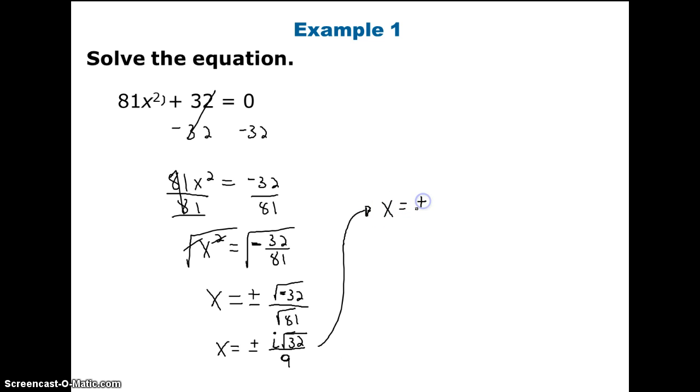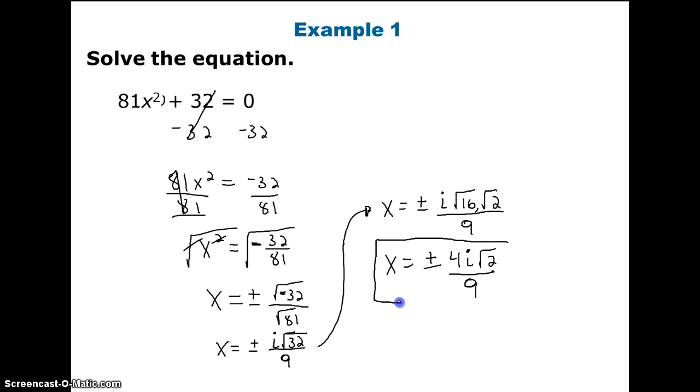So x equals plus or minus i. The two numbers that multiply to 32: 16 times 2. 16 is a perfect square number, over 9. And you just keep going, simplify. The square root of 16 is 4. So we take 4, keep the i, square root of 2 over 9. You want to check if you can simplify the numbers outside of the radical. In this case, you cannot. 4 and 9 do not have a common factor. So here are my answers.